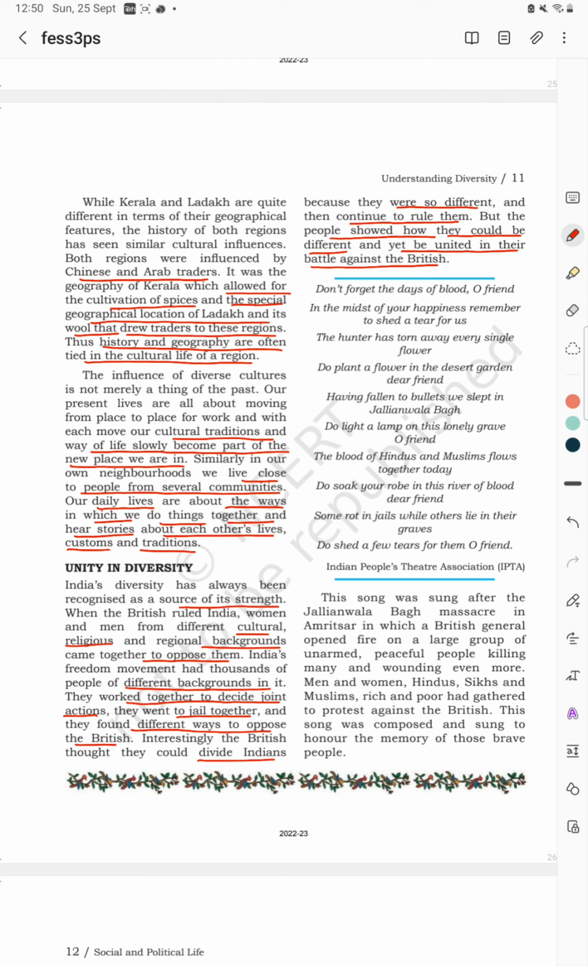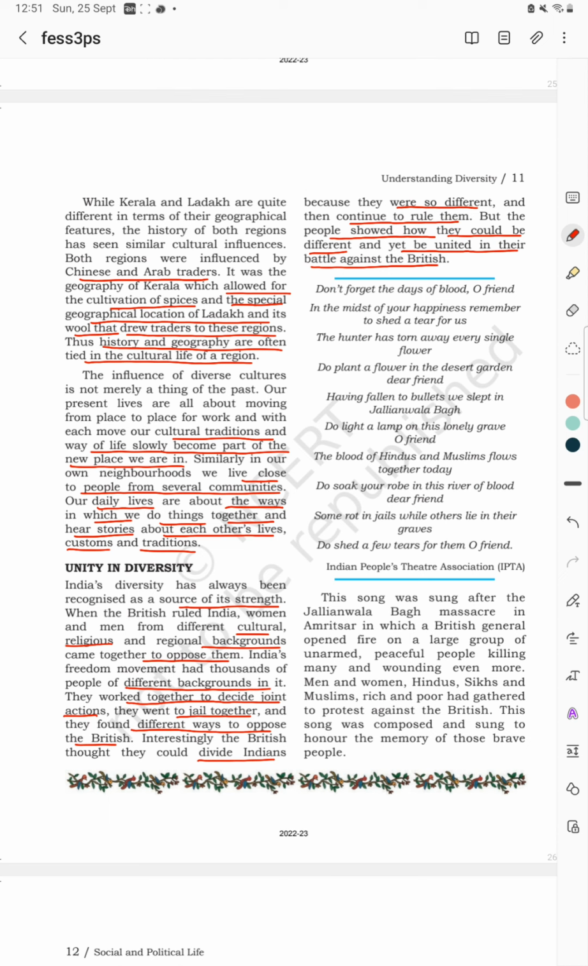But that was not possible, as the people from different backgrounds, be it religious, cultural or regional, opposed the Britishers. They came together, they went to jail together, they participated in the freedom movement. That was something inherent in them. They were not forced to unite together, that was inherent in them.